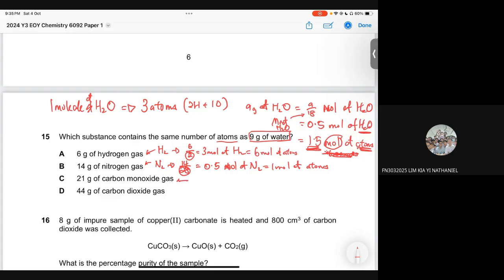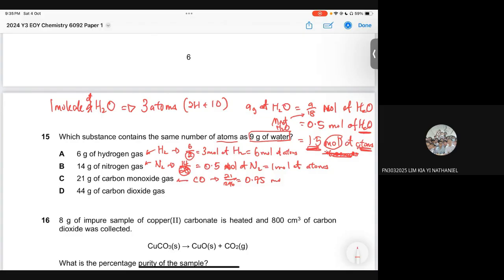Next, 21 grams of carbon monoxide gas. Carbon monoxide is CO. So this will be 21 divided by 12 plus 16. So that's 28. So 21 divided by 28. Let me do this on the calculator. 21 divided by 28. So I got 0.75.